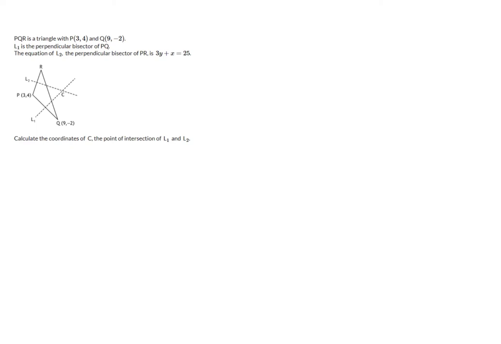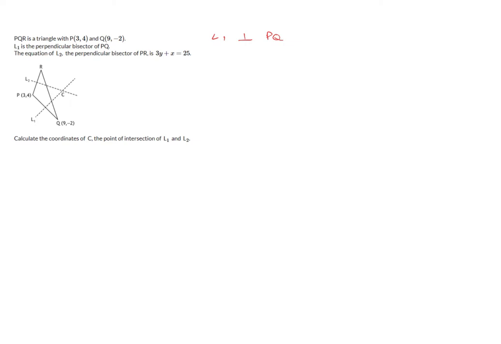So first of all, you've got to understand that line L1 is perpendicular to line PQ. So if it's perpendicular, then it means it's at 90 degrees. It means if we can work out the point of intersection and we can work out the equation of PQ, we can then derive the equation of L1. So let's have a look at PQ.